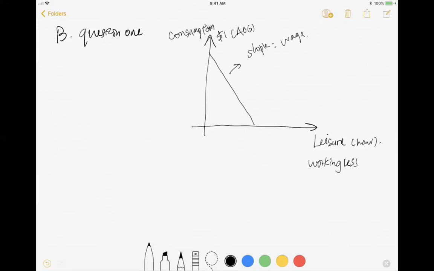Because for one additional hour of leisure, it's rise over run, right? It's delta y over delta x. And this means for one additional hour of leisure, how much consumption will you give up?